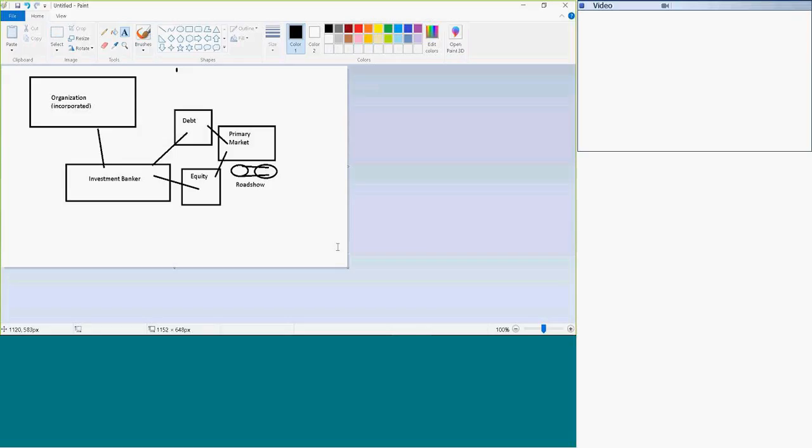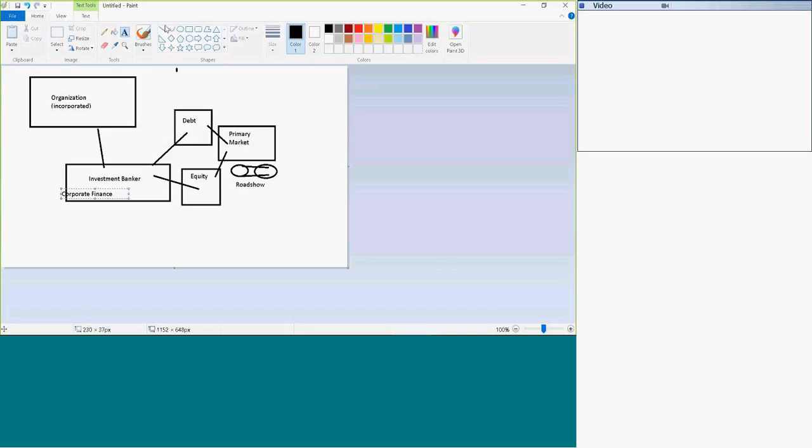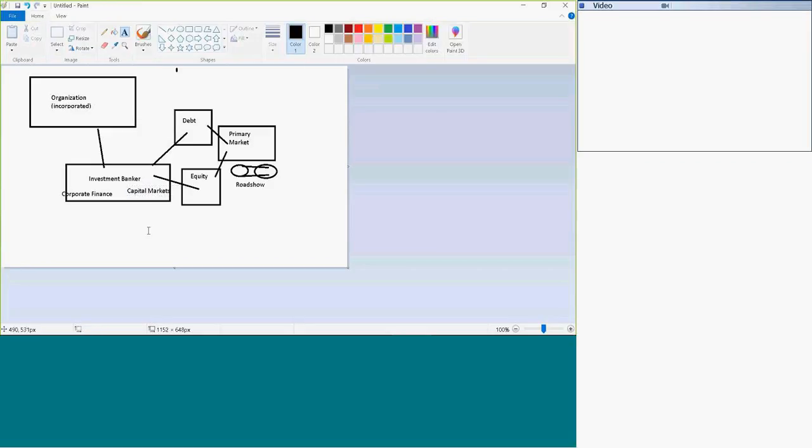They then go to the capital markets portion of the bank. So within the bank, you have traditional bankers who practice corporate finance. And you also have capital markets bankers, groups like debt capital markets and equity capital markets.